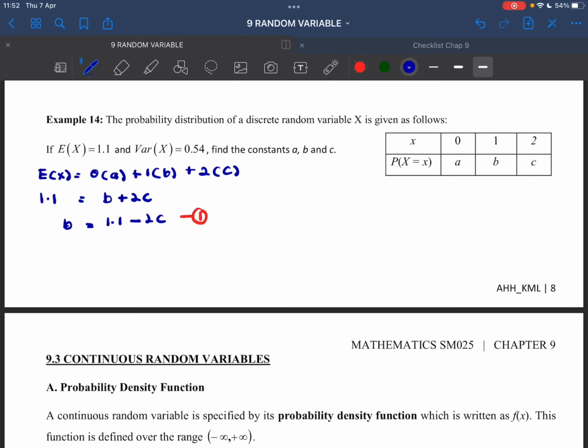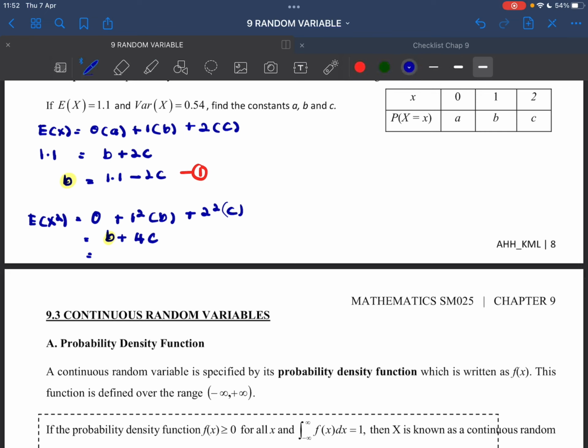Okay, next we know that we have to find E(X squared). To find the variance, we need our E(X squared). So here we have 0 plus 1 squared times b plus 2 squared times c, which is b plus 4c. Okay, so that is the second equation. We can substitute our b here as 1.1 minus 2c so that we only have one unknown. So 1.1 minus 2c plus 4c, which is 1.1 plus 2c. Okay, so that is our E(X squared).